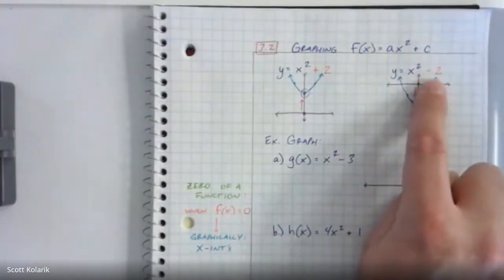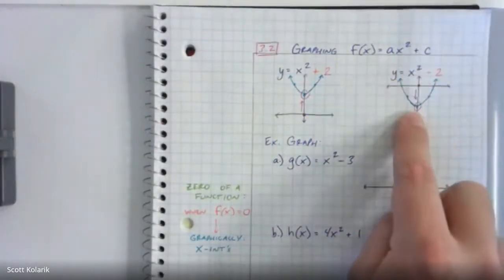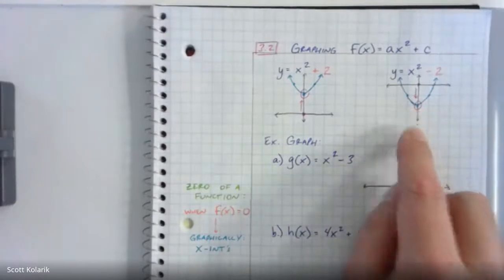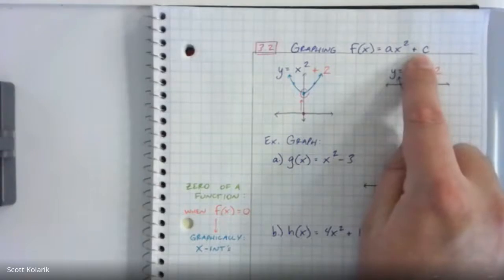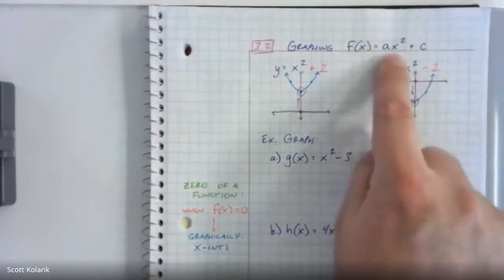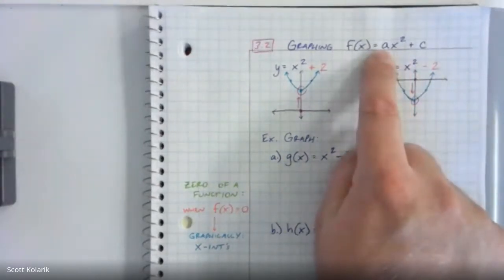What we see here is if it's subtracted, then it does the same thing, but it moves it down. So the long and the short of it is that this plus c is a vertical shift. It takes whatever parabola I had here with the ax squared, and a still affects it the same ways.